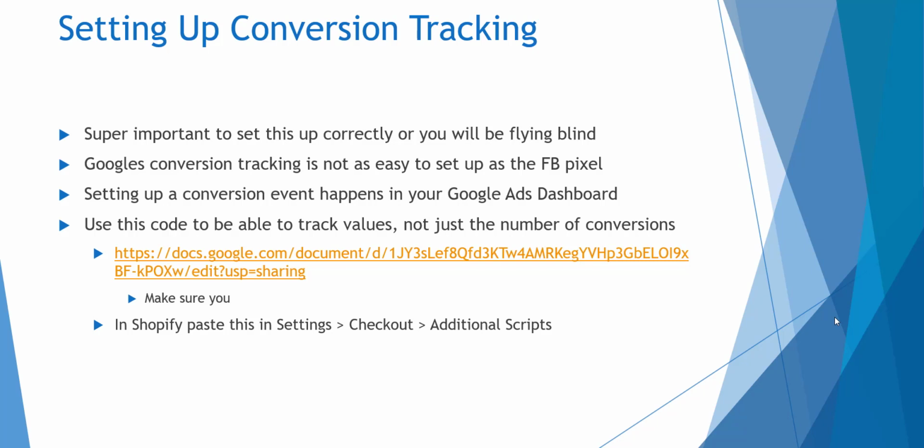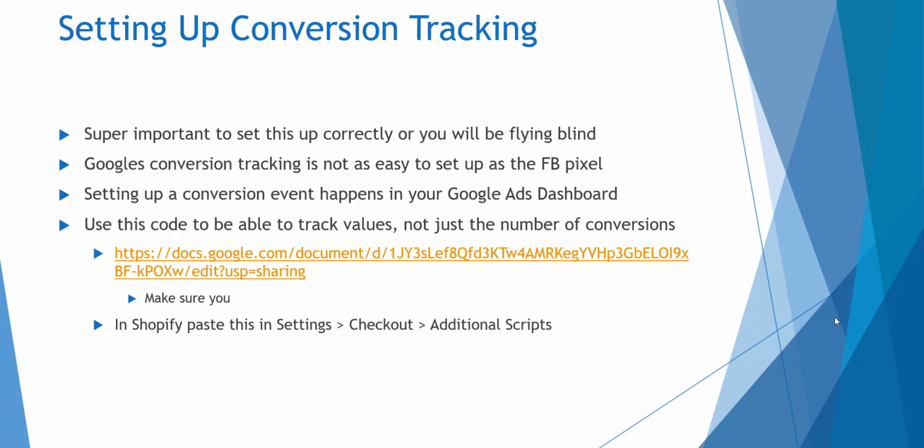That's because the standard tracking code in Google Ads only tracks the number of purchases. So it gives you a 1, 2, 3, things like that. It doesn't actually track the value. So I've managed to get a bit of an edited piece of code to make sure you can track that properly. So what you need to do is go into your Google Ads account.